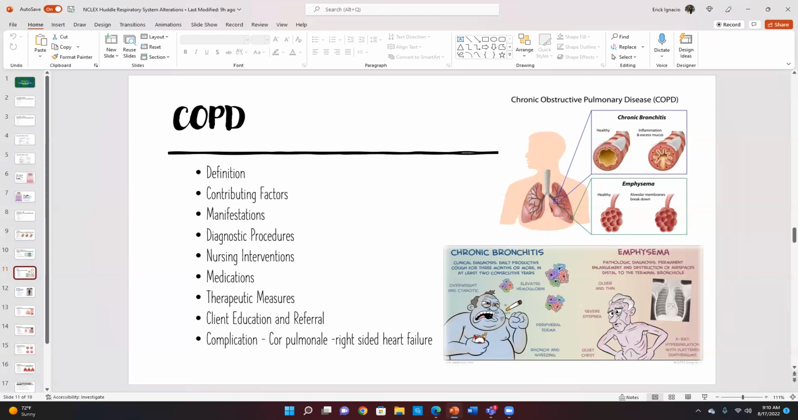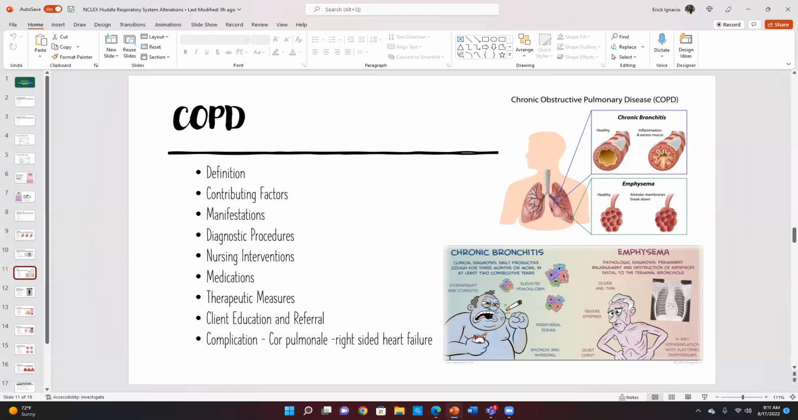The manifestations of emphysema: well, dyspnea with productive cough, difficult exhalation, right? So they will use pursed lip breathing. The patient may have wheezing or crackles, a barrel chest, shallow rapid respirations, respiratory acidosis with hypoxia, weight loss, clubbed fingernails, and fatigue.